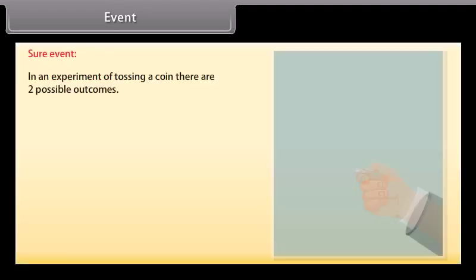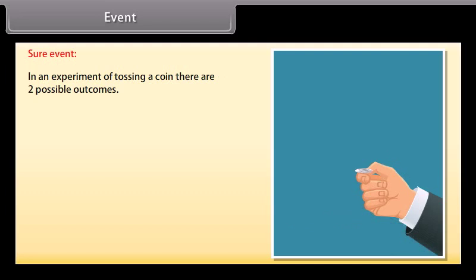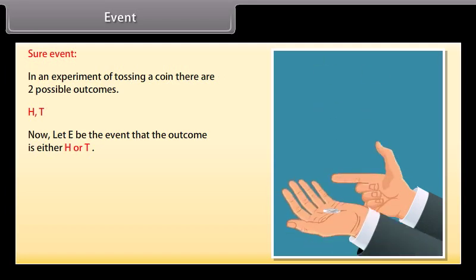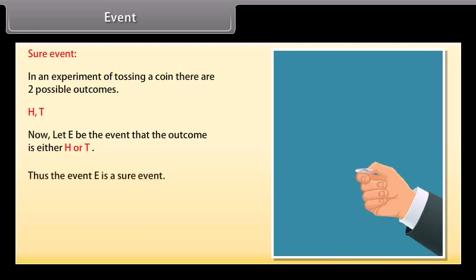Sure event. In an experiment of tossing a coin, there are 2 possible outcomes as given below: H, T. Now, let E be the event that the outcome is either H or T. Thus, the event E is a sure event. The probability of a sure event is 1.